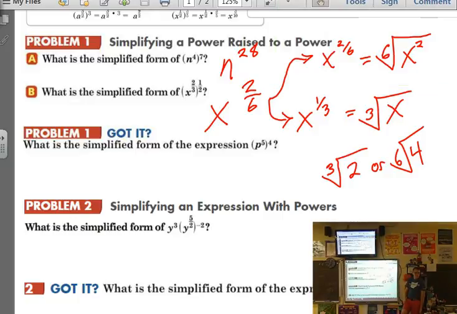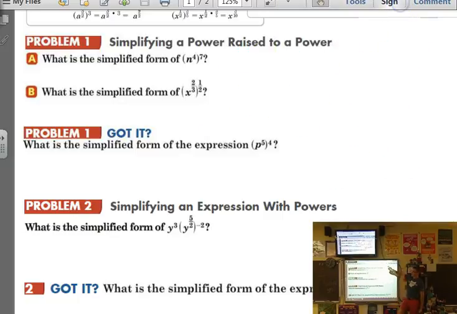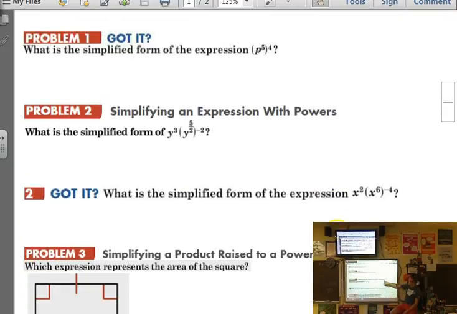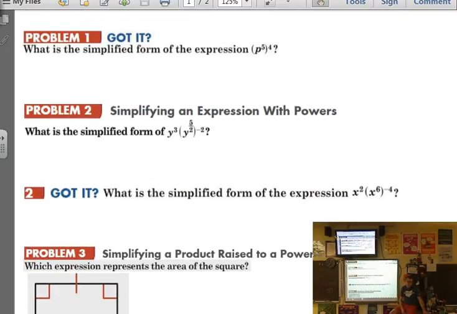Any questions? That came from one year somebody arguing that we would get a different answer if we reduced versus if we didn't reduce. So then we had to play through multiple situations and prove to them that you do get the same results actually. So for our got it here in problem 1, p to the 5th to the 4th, Ethan, this becomes? P to the 20th. We multiply those exponents together.